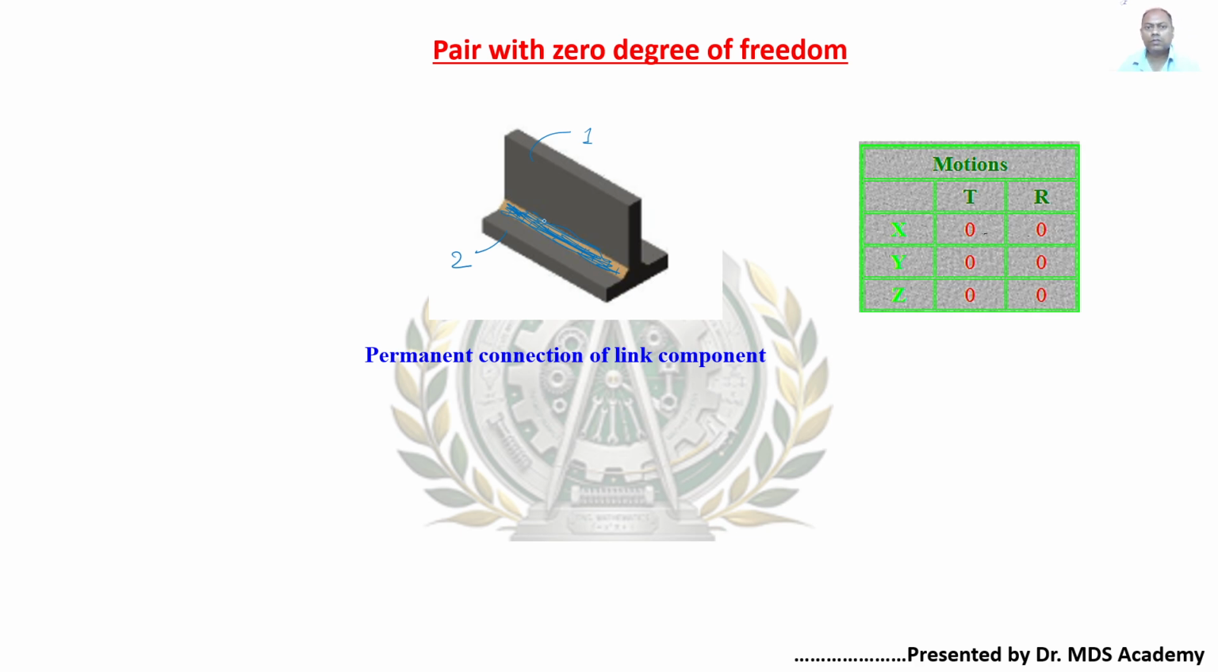These types of kinematic pairs are used in bridges, trusses, roofs, structures where no relative motion between the two links is possible. See here, all the translation motions are 0, and all the rotation motions are 0. So we cannot provide any input to get relative motion between link 1 and 2.